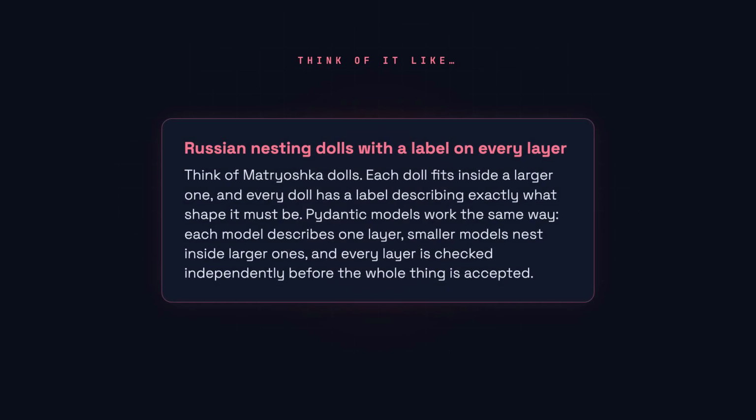Here is the mental model to hold on to throughout this video. Think of Russian nesting dolls, where every single doll, even the innermost one, carries a label that says what shape it must be. When you open the outer doll, Pydantic checks its label. Then, it opens the next doll and checks that label too. Validation happens at every layer automatically, so you never have to write that checking logic yourself.